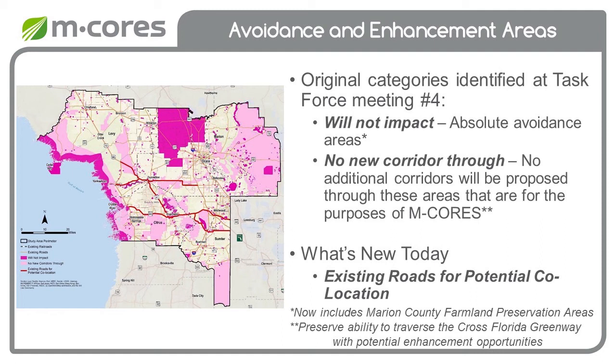Today, we also wanted to show those existing roads and alignments that offer potential for co-location to illustrate opportunities to reuse existing alignments to minimize impacts while at the same time offering opportunities for enhancement. The horizon year for each county comprehensive plan is included for your reference.